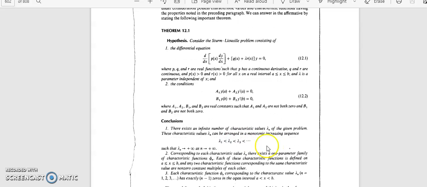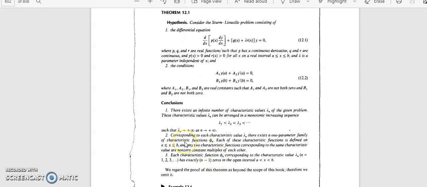So there exists an infinite number of characteristic values lambda n of the given problem, and these characteristic values can be arranged in a monotonic increasing sequence. So you will have them in the form lambda 1 less than lambda 2 less than lambda 3 etc. And lambda n goes to infinity as n tends to infinity. So that is the first conclusion from the characteristic values.